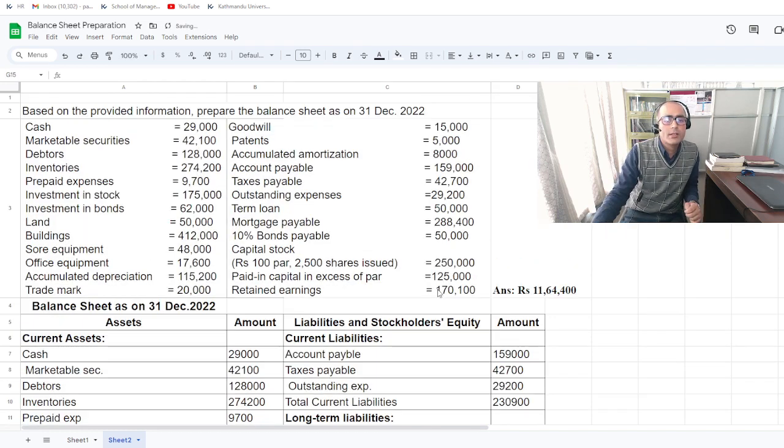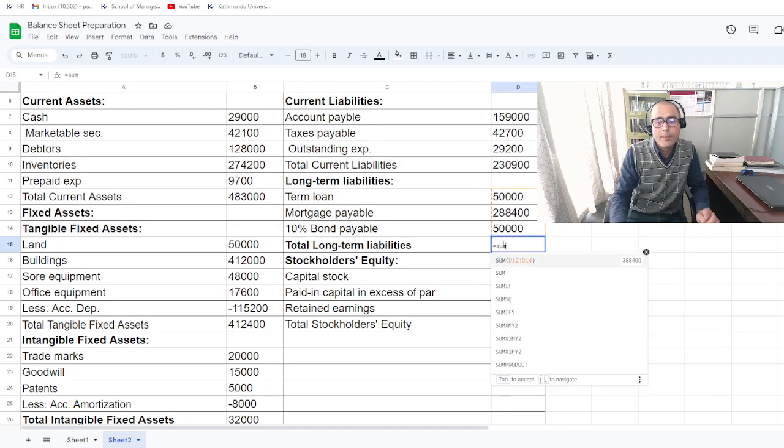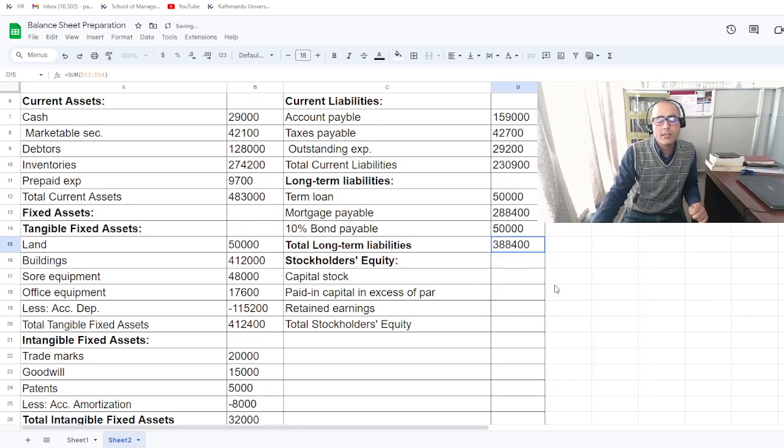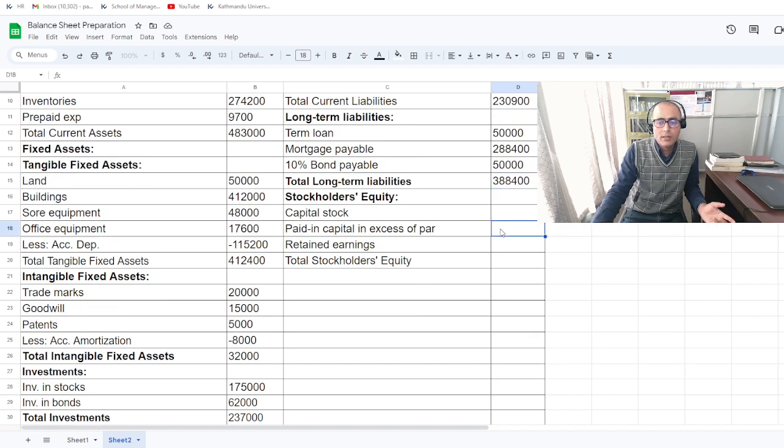Okay, you could check it. Your asset must be equal to the liabilities and equity. Now what about the total here? Sum. The sum is 3,88,400, which is our long-term liabilities. Now what about the equity part? Equity is the share capital. Capital stock: 100 is the par and 2,500 shares issued, so 2,50,000.